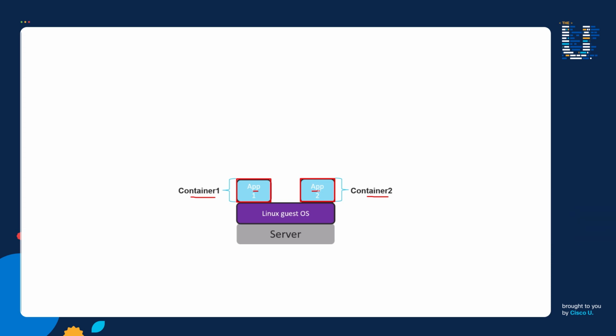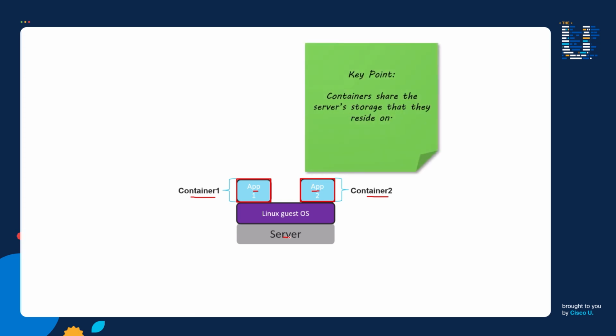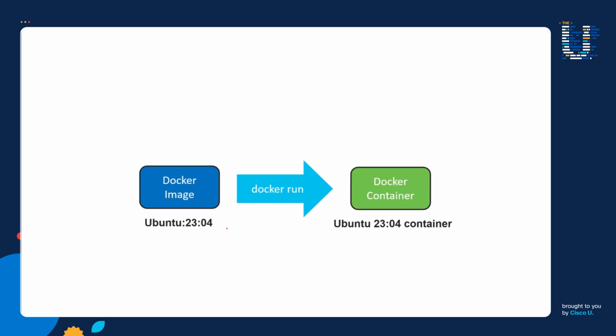And when containers are running on the same guest OS, those containers can share and utilize the physical server's underlying hardware. So things like CPU, memory, network I/O, and storage. They can share storage. And here we have our first key point. Containers share the server storage that they reside on. Now, before we go through the lab, one other quick concept to cover. Containers are created from Docker images. So you could almost think of Docker images as like templates. And then we can spawn our containers from those images or those templates.